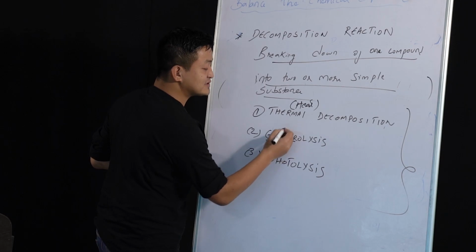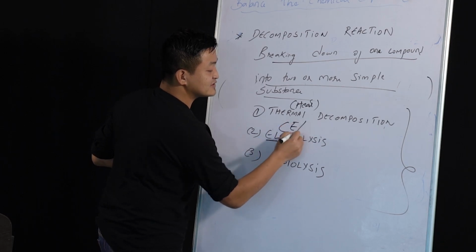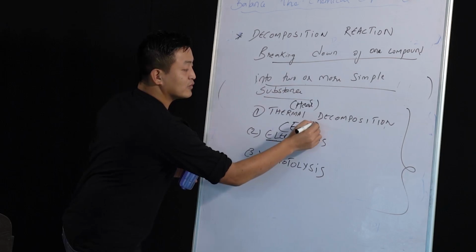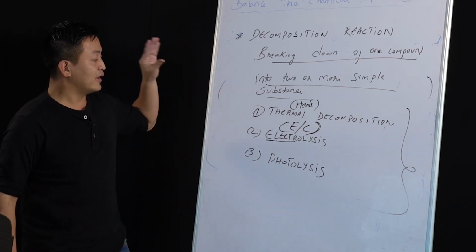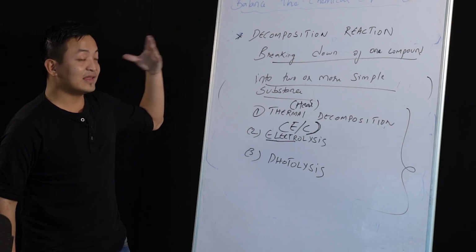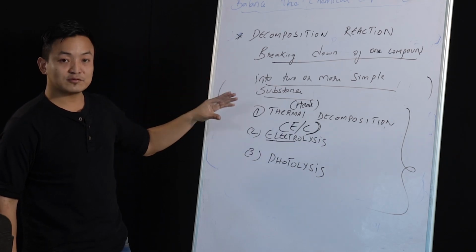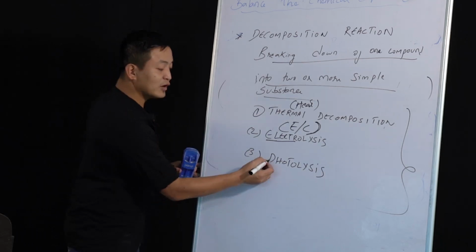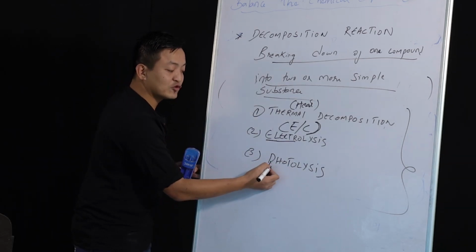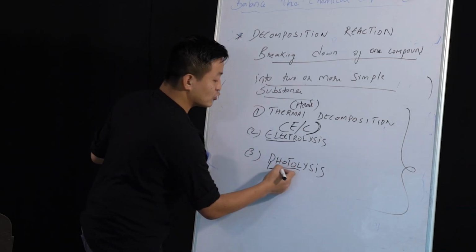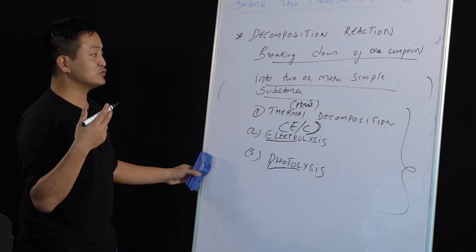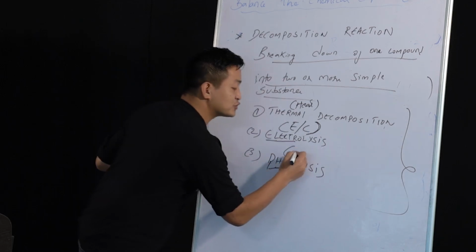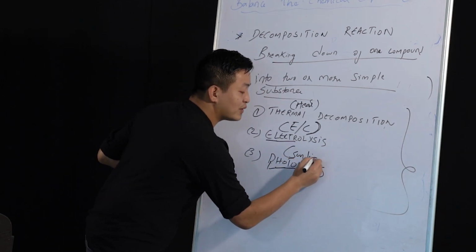Electrolysis, electro means electric current. EC. I will just write in a short form so that you understand. EC means electric current. So we are applying electric current to break the compound. Clear? The third one is photolysis. Photo means light. So the third one here is we are going to use just the natural sunlight to break the compound.